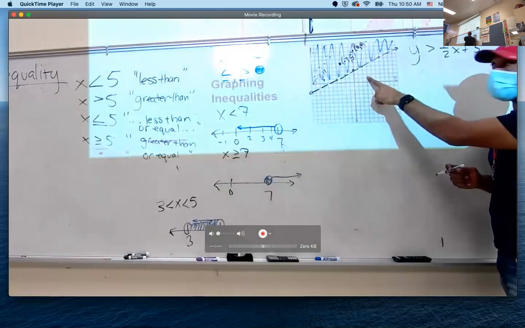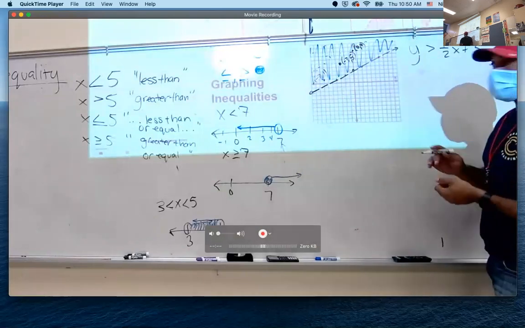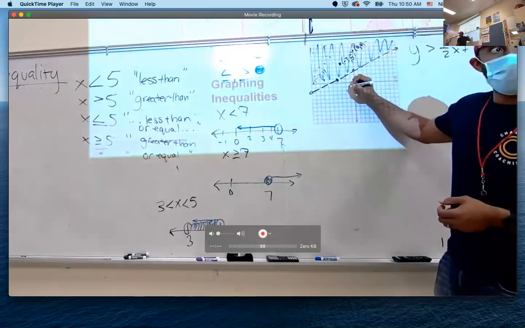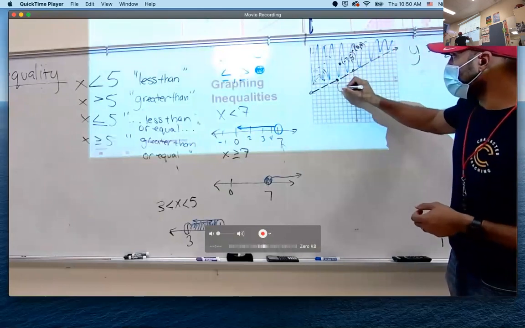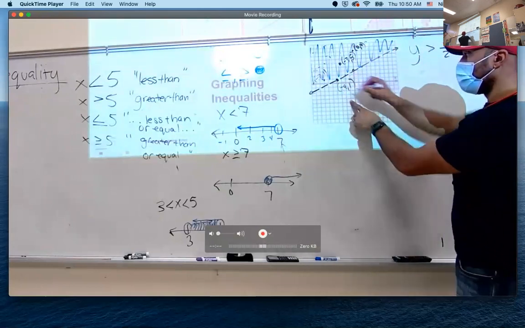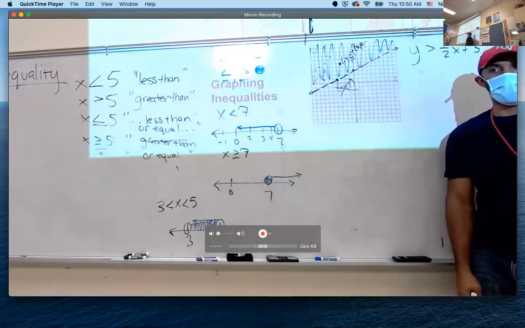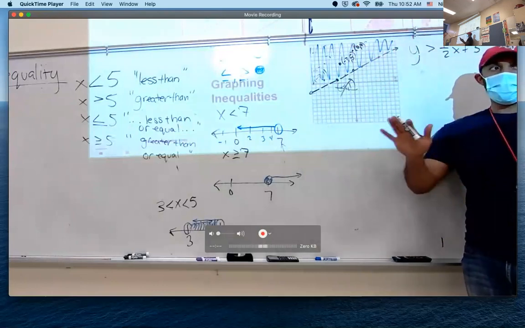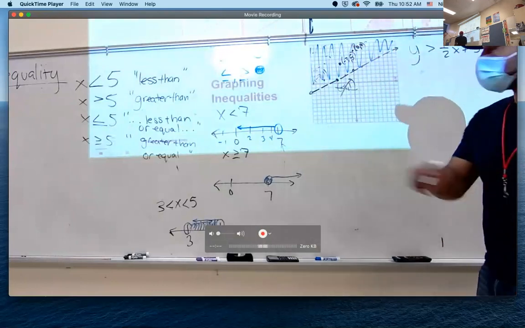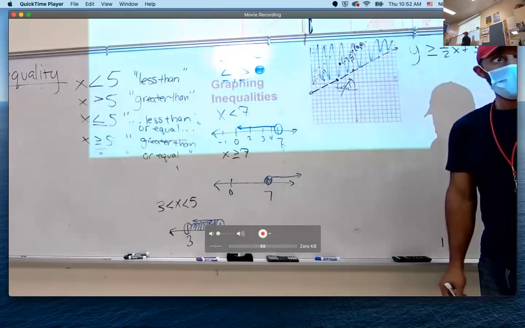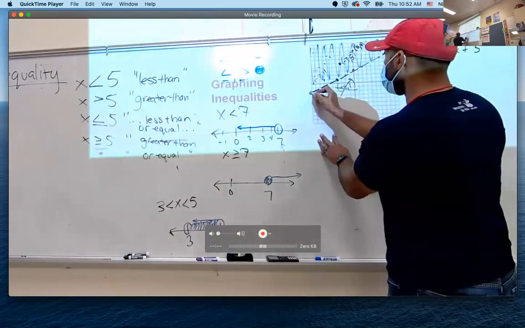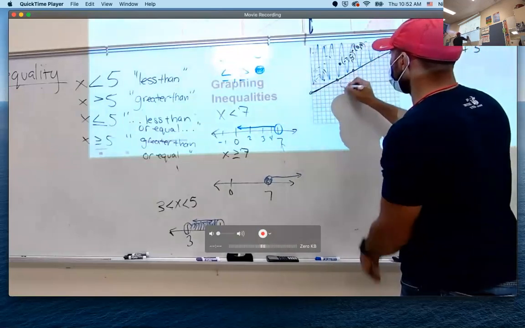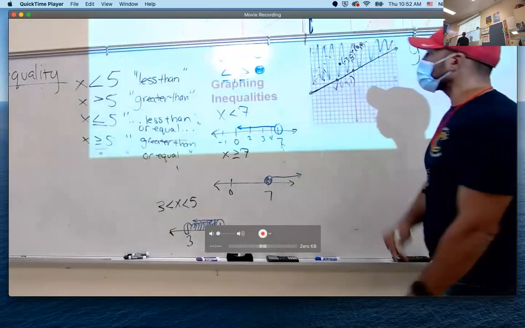Same thing here, though. Remember how there's no equal sign? So that means that your answer cannot be on the line. So here at -4, 1, right on the line, that's not an answer. That doesn't work. It can't touch the line. As long as it's above, we're good. If it touches the line, no. That can change. Equal to, now the line is what? Solid. Solid. And now that point is an answer.